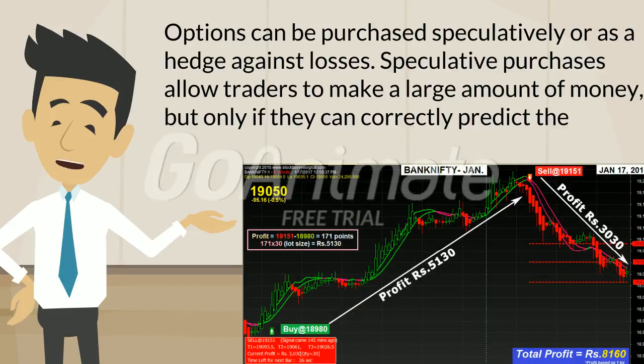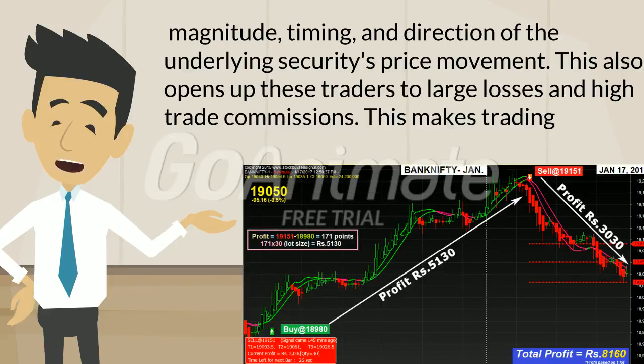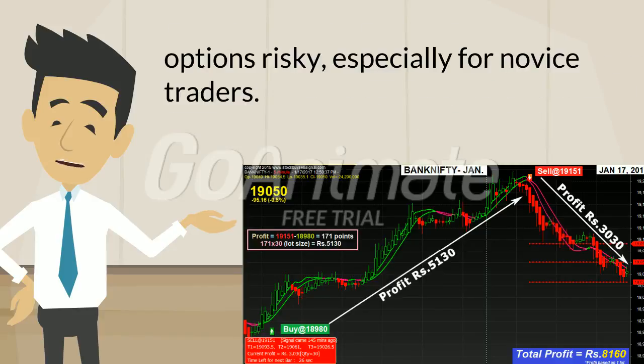Options can be purchased speculatively or as a hedge against losses. Speculative purchases allow traders to make a large amount of money, but only if they can correctly predict the magnitude, timing, and direction of the underlying security's price movement. This also opens up these traders to large losses and high trade commissions. This makes trading options risky, especially for novice traders.